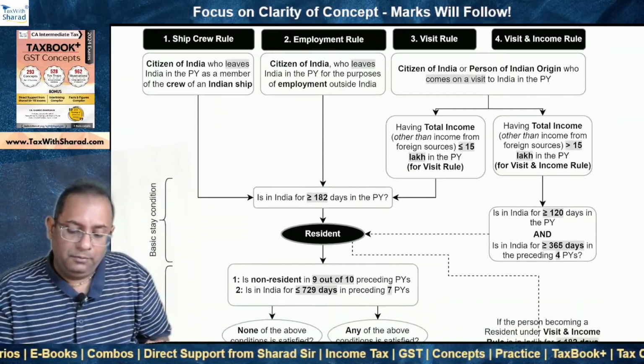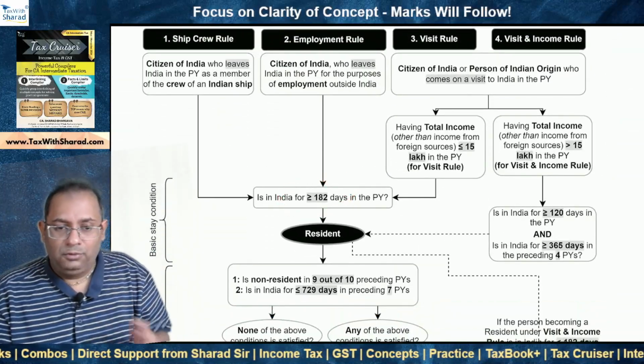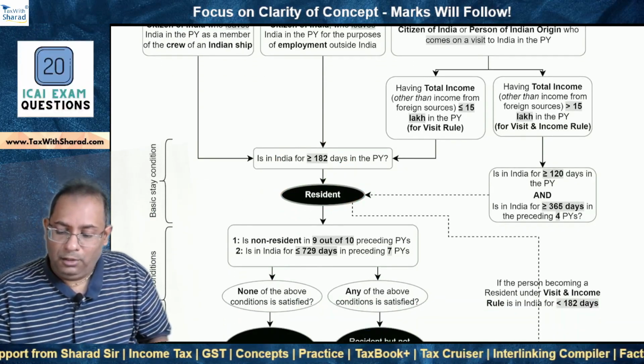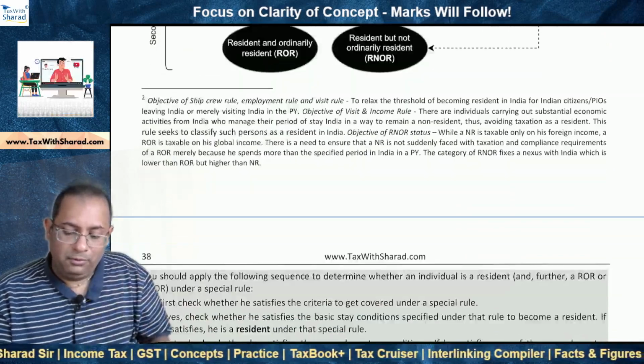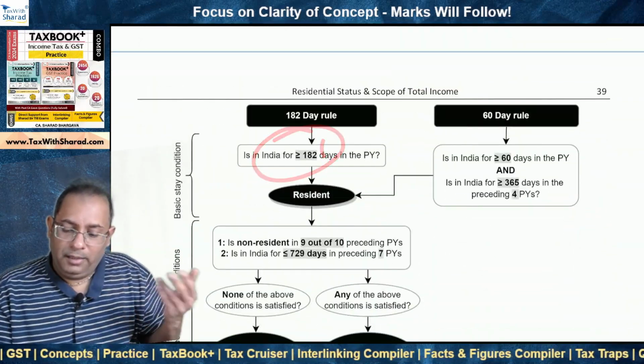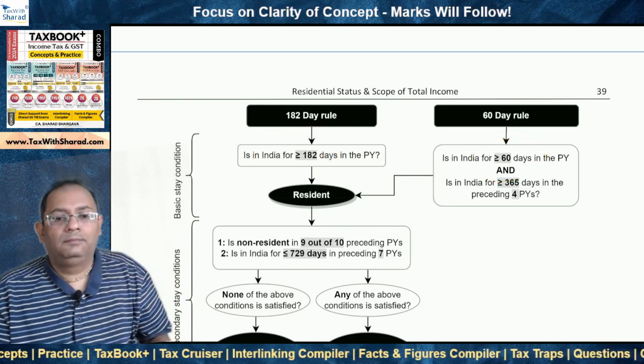So under the special rule, 182 days is the threshold. So less than 60 days, that means the person will not be a resident under the special rules, will not be a resident under the visit and income rule even, will not be a resident under the 182-day rule, will not be a resident under the 60-day rule even.